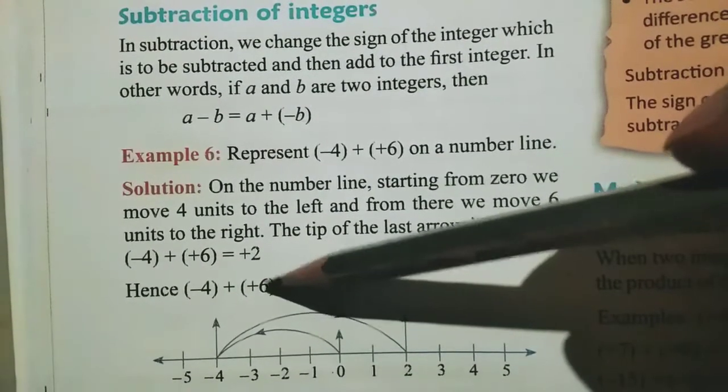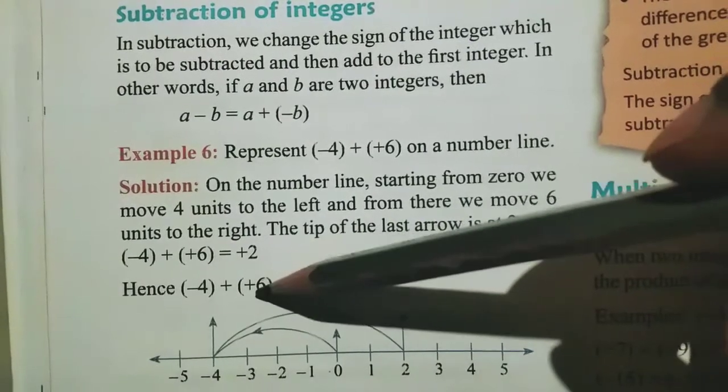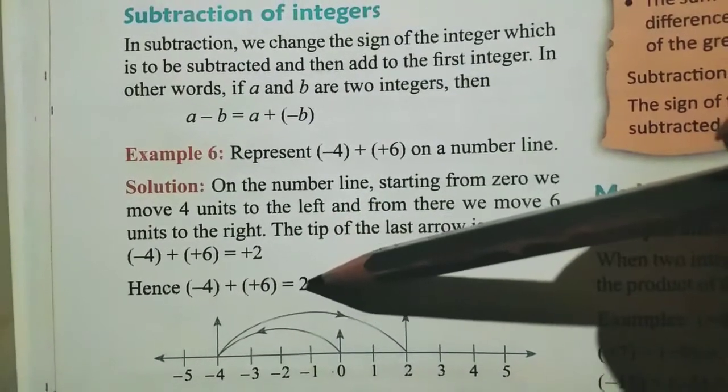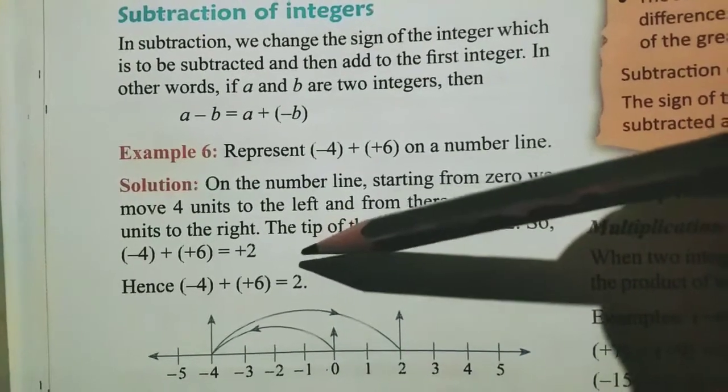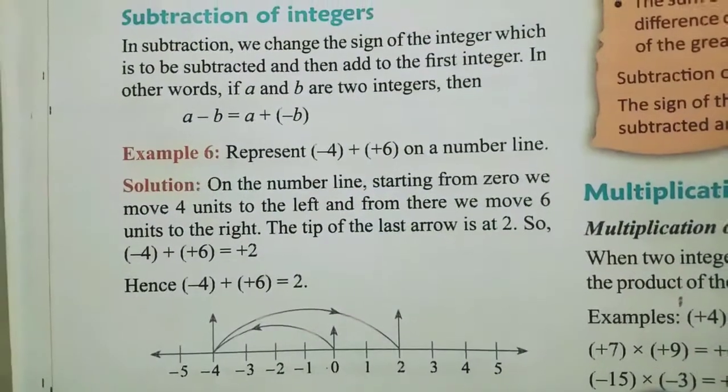Here 6 is the greater number. So the sign of 6 is what? Plus. So here it is plus 2. Okay, here plus is not written. So if any sign is not written, that means it is a plus sign. Okay, it is positive.